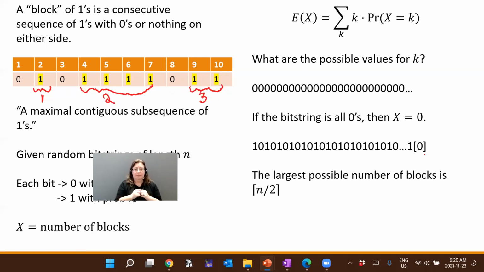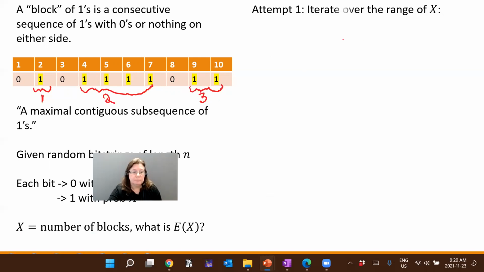All right. Okay, so then the range of k is k from 0 up to the ceiling of n over 2.